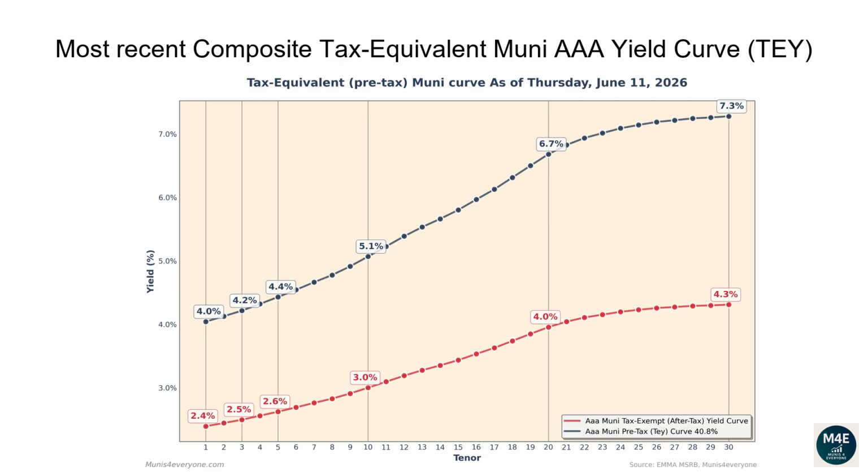The one-year tax-exempt yield is 2.39%. Corresponding to a 4.04% tax-equivalent yield for investors in the top tax bracket. The two-year tax-equivalent yield is 4.13%. The 5-year tax-equivalent yield is 4.43%. The 10-year tax-equivalent yield is 5.07%. The 20-year tax-equivalent yield is 6.68%. The 30-year tax-equivalent yield is 7.28%.